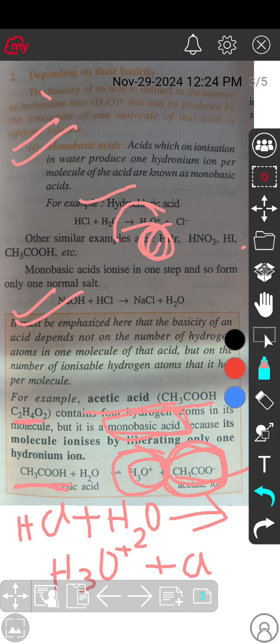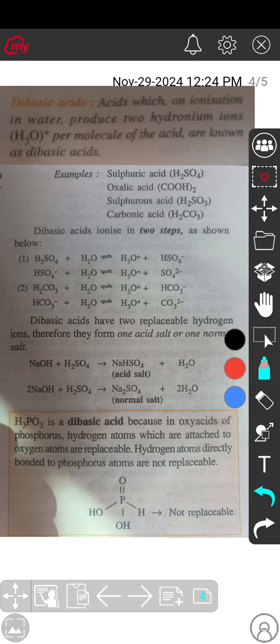Next one, dibasic acids. Di means two, so it produces two hydronium ions. From the name itself, you can conclude that. Examples: sulfuric, oxalic, sulfurous, carbonic. These ionize in two steps. See, H2SO4 plus H2O gives H3O plus, and HSO4 minus is left.